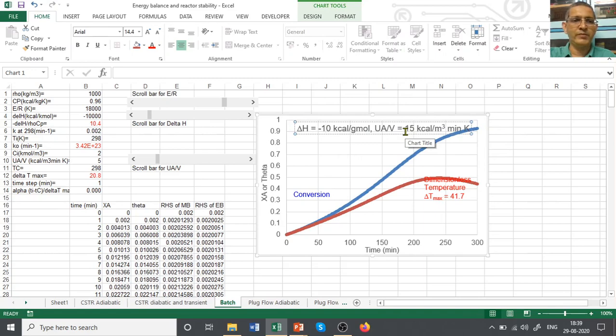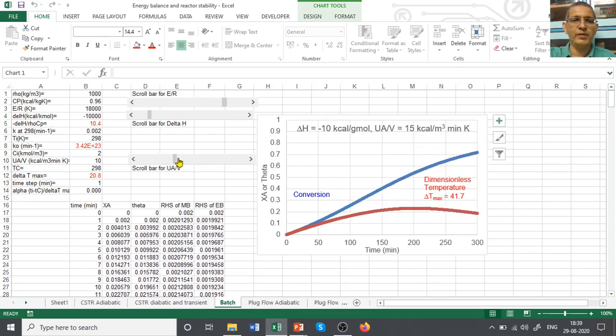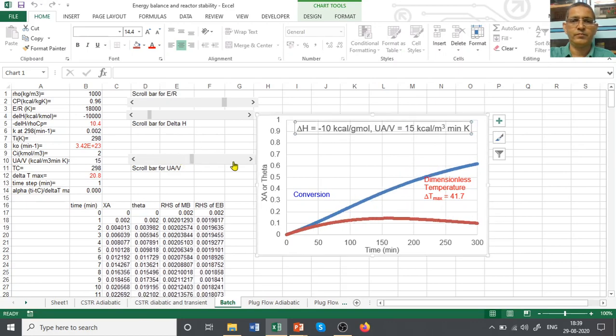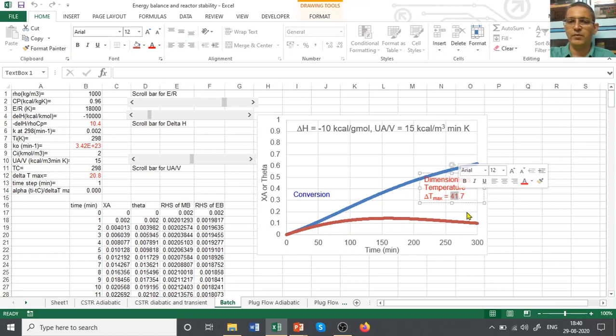UA by V is 5 here. I will change it to 15. So delta H is minus 10, UA by V is 15, and the dimensionless temperature rise, delta T max, is 20.8. So if the reaction has little exothermicity, we don't have to worry. Our peak temperature rise is only 10% of 20, means just 2 degrees.